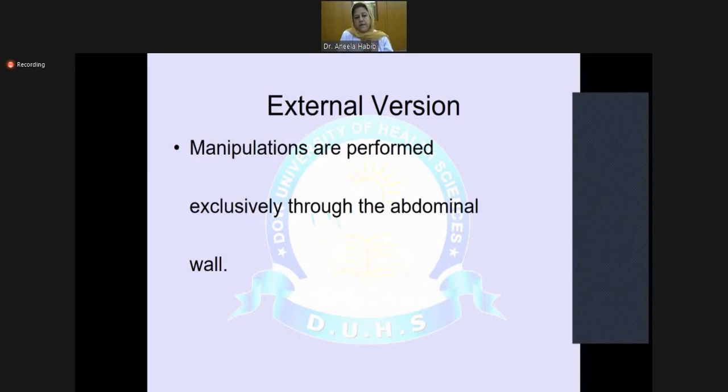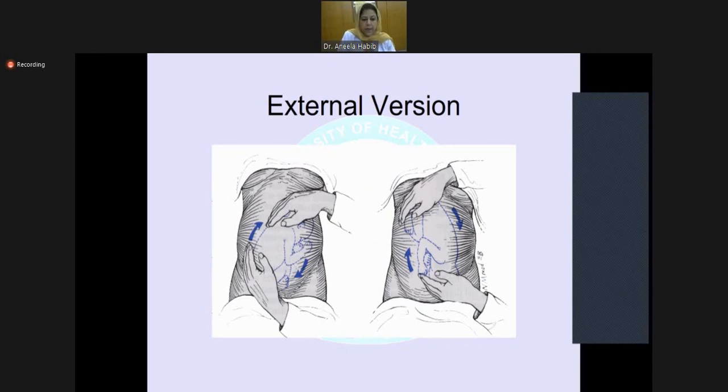This is the method. Look, this is the baby. This is a baby with a breech presentation. You have dislodged that breech by putting your hand, and with a gentle pressure, you are flexing the head of the baby, and now you are rotating it. Look at this. This is the arrow in which direction you are flexing. Gentle, gentle, and in this way.